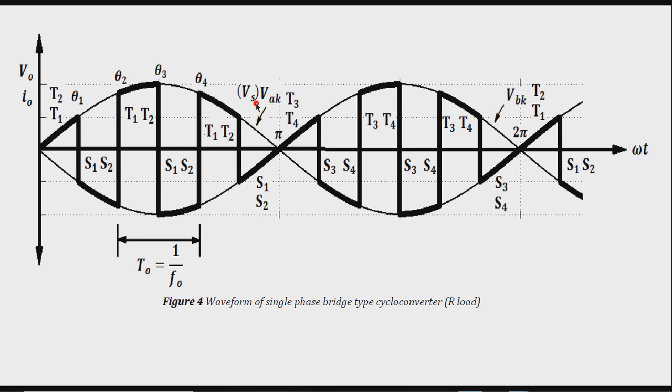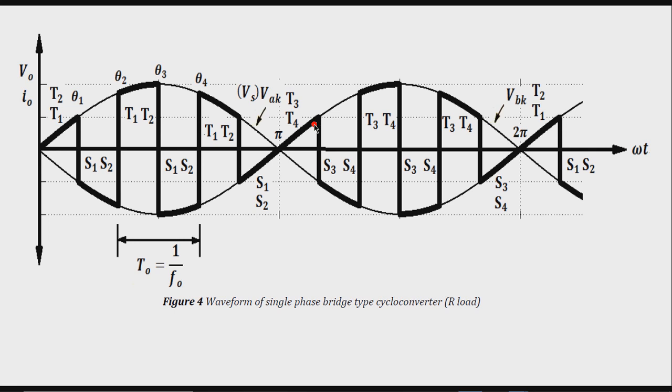Now after omega t equal to pi, thyristors T3 and T4 and thyristors S3 and S4 are forward biased. They can therefore be turned on and force commutated from omega t equal to pi to omega t equal to 2 pi. In this way, output frequency can be increased beyond the supply frequency.